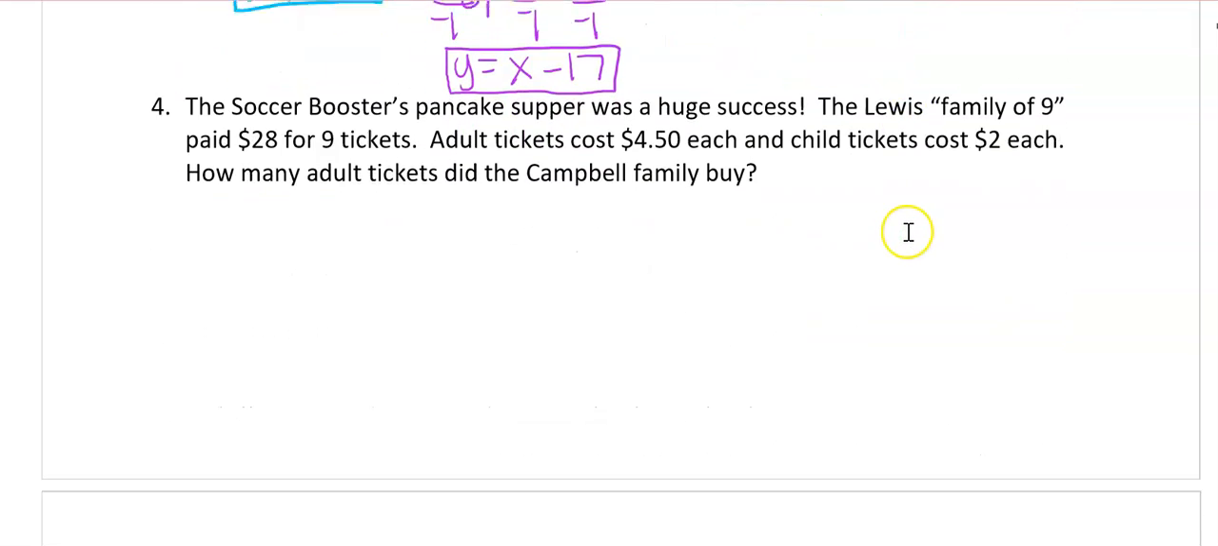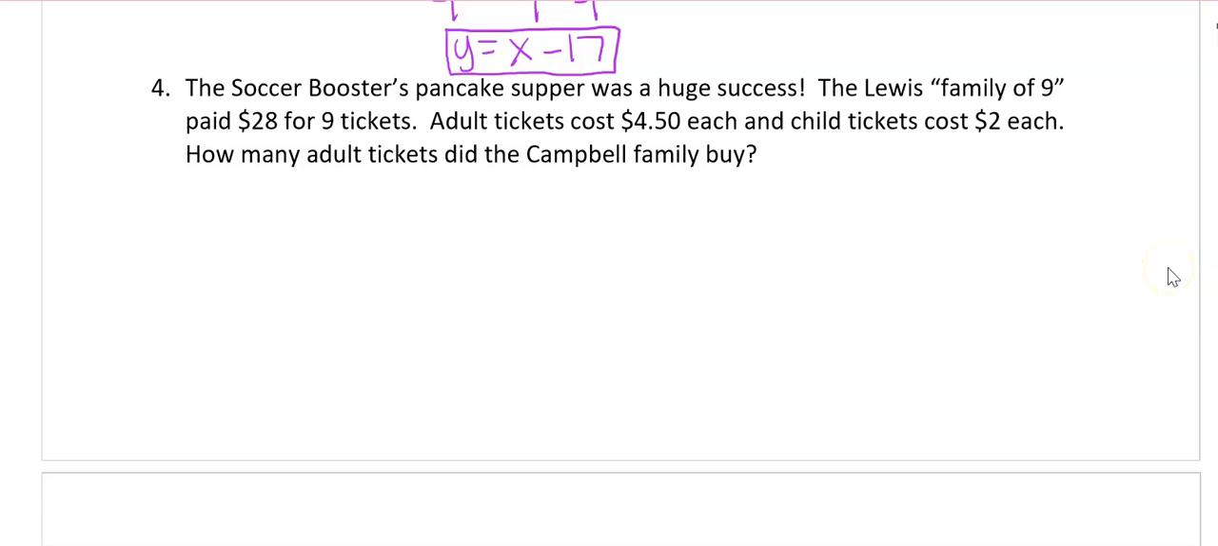All right, number 4. The Soccer Booster Club's pancake supper was a huge success. The Lewis family of 9 paid $28 for 9 tickets. Adult tickets cost $4.50 each and child tickets cost $2 each. How many adult tickets did the Campbell family buy? I think that's supposed to be the Lewis family. Okay, but that's okay. Typo. So let's go on ahead and solve this.